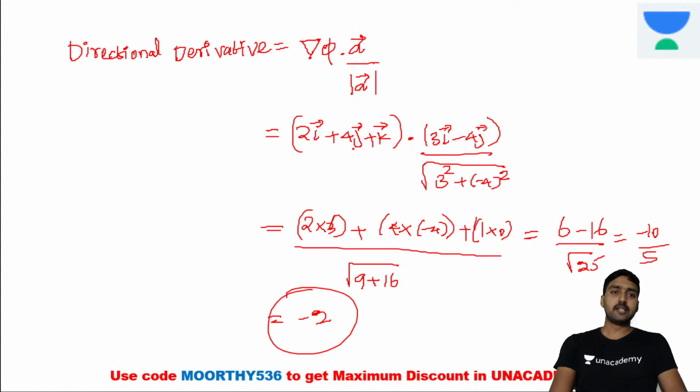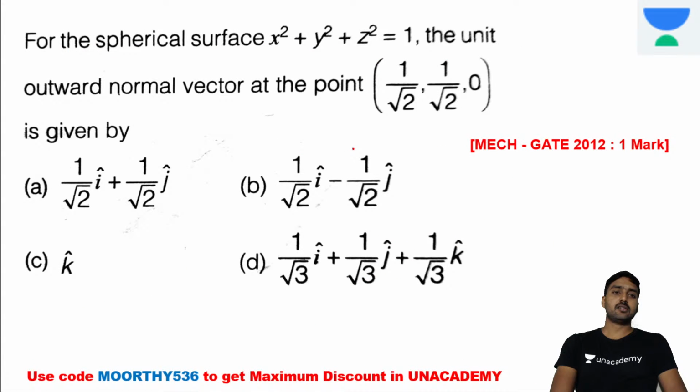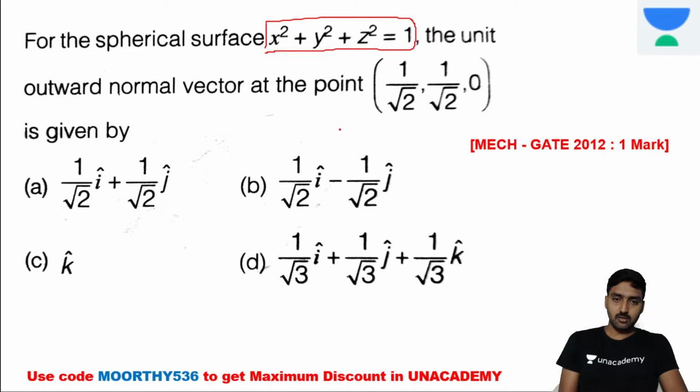Now the next question, one more on the normal vector. Here the sphere surface they are giving, it's a surface, right? The unit outward normal vector at the point we need to identify. So what will be the formula for the unit outward normal vector? Unit normal vector to the given surface.